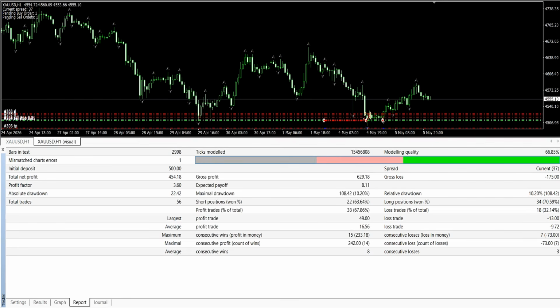The maximum drawdown was around $108, with a relative drawdown of about 10%. There were also 15 wins in a row at the best stretch, and 7 losses in a row at the worst stretch. So overall, the numbers look positive, but here's the catch I cannot ignore. The modeling quality of this backtest is only around 66%, which means this is not the highest grade test. So I would not call this result a guarantee at all. My honest take, Gold Trade Pro EA looks interesting in this test, but before you trust it with real money, please run it forward on a demo for at least 2 to 4 weeks and see how it performs in live conditions.